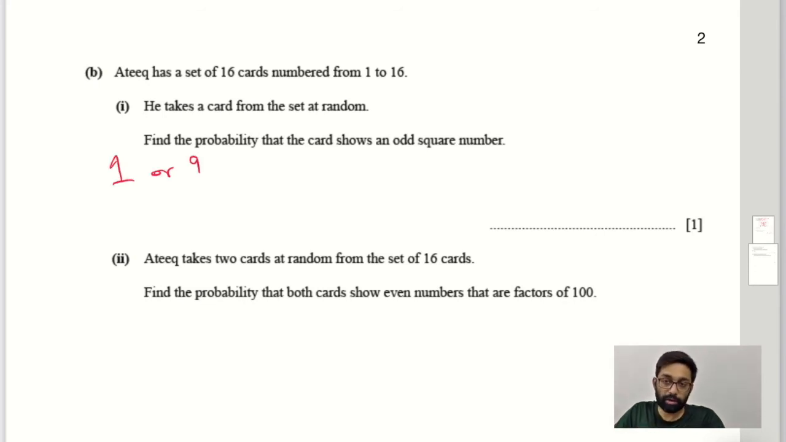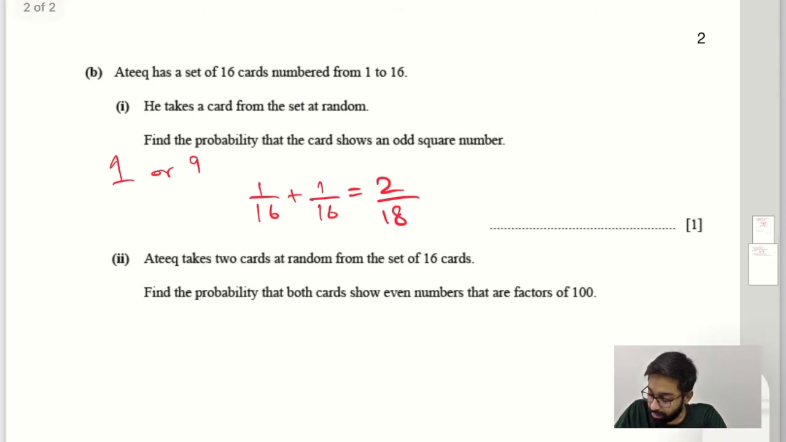So the probability of picking out 1 out of 16 cards is 1 out of 16. And the probability of picking out 9 out of 16 cards is also 1 out of 16. So we add these two probabilities because you can pick either one of them and you get 2 over 16. If I simplify this, I get 1 over 8, and that is your answer.